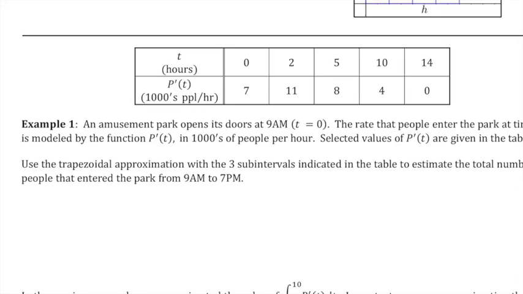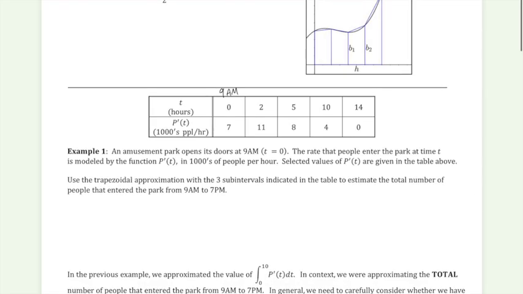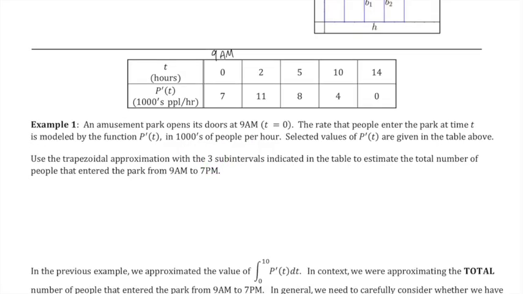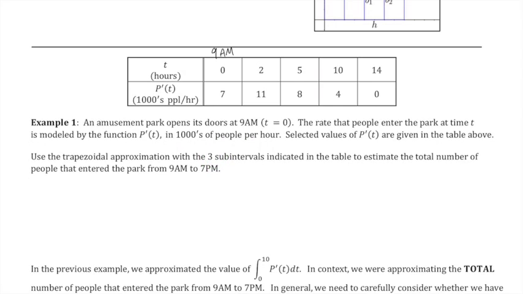So example 1 reads, an amusement park opens its doors at 9 a.m. The rate that people enter the park is given by P prime of t in thousands of people per hour. The values are listed above. Use trapezoidal approximation with 3 subintervals indicated in the table to estimate the total number of people that entered the park from 9 to 7. So 7 would be 10 hours after the park opened. So we're not going to use this value over here.